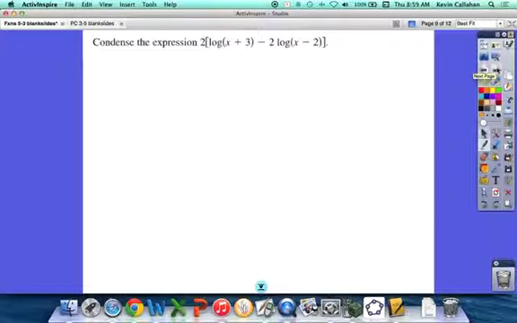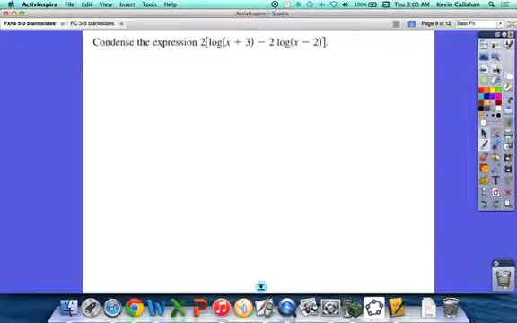Okay, condense. Which properties does it look like we'll have to use on this one in order to put more than one logarithm into one logarithm? Does it look like there's a place for the product property? Are there any logarithms being added to each other? No. Okay, so not a product property. How about a quotient property? Do you see any logarithms being subtracted? You sure do. So there's definitely going to be a quotient property because of that.